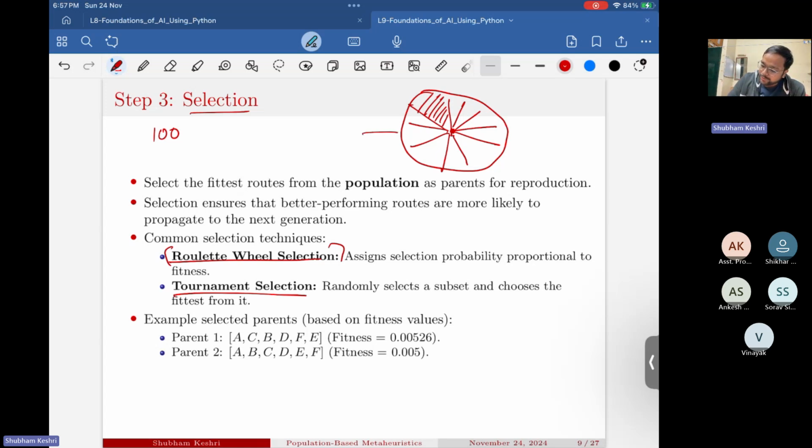Now you have an arrow and you rotate the wheel. Wherever the arrow lands, that becomes the selected parent for doing reproduction. Again, you rotate the wheel. Wherever the arrow lands, that becomes the selected parent for doing reproduction. So this is roulette wheel selection. Is that all right?